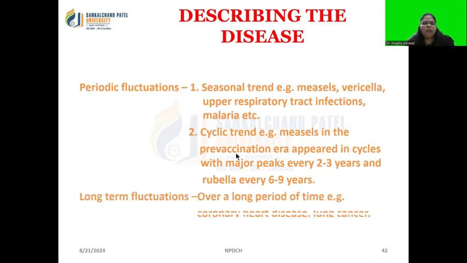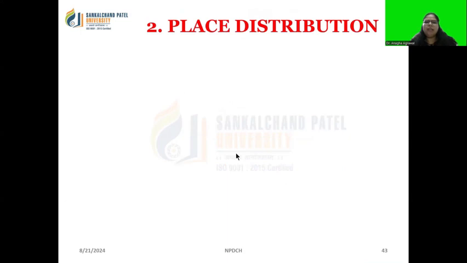Then long-term fluctuation, over a long period of time, for example, coronary heart disease, lung cancer, and diabetes, over decades. These diseases do not happen in just 1 or 2 days, but they go on for decades, and they eventually destroy each and every organ of your body. Okay, so that is describing the disease with the help of time.